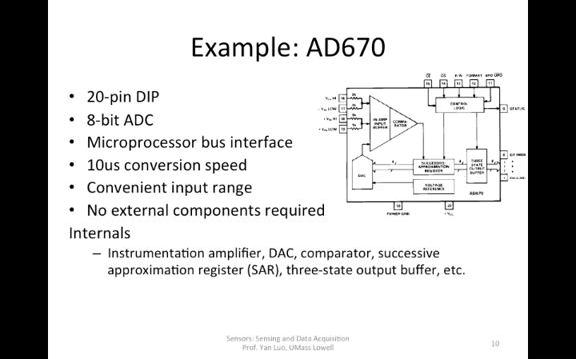It has 2 input ranges that we're going to look at. And the good thing is no external components required. Especially, it doesn't require a crystal or oscillator to generate clock. Some other ADC chips, older ones, may require an oscillator to generate clock signal. Internally, it has instrumentation amplifier, DAC comparators, successive approximation register, buffers, etc.